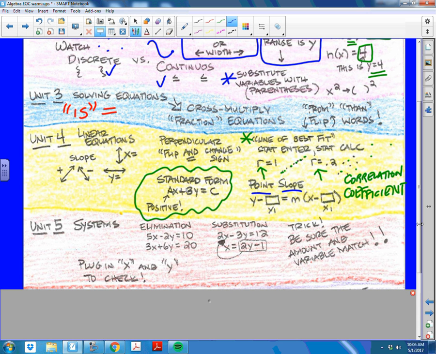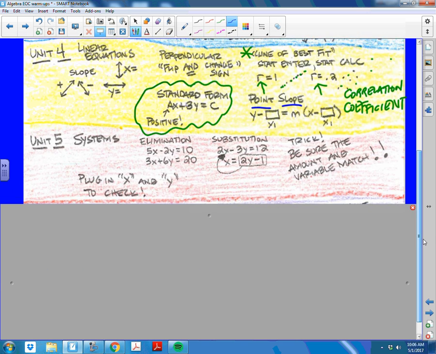Unit 5. I'll leave Unit 4 up. Unit 5 is systems of linear equations. Elimination, substitution. Remember, you do elimination when the x's and the y's are all lined up, and your goal is to add them and make one go away. That's why they call it elimination.